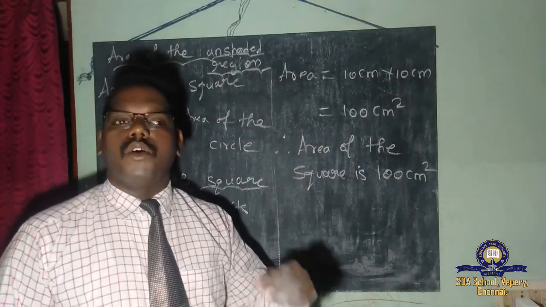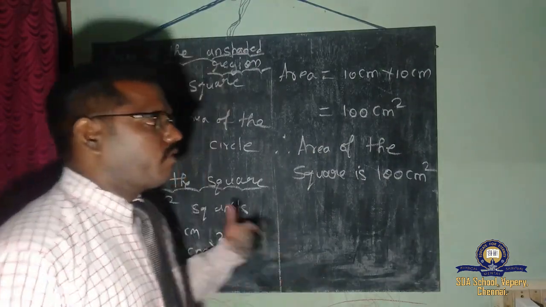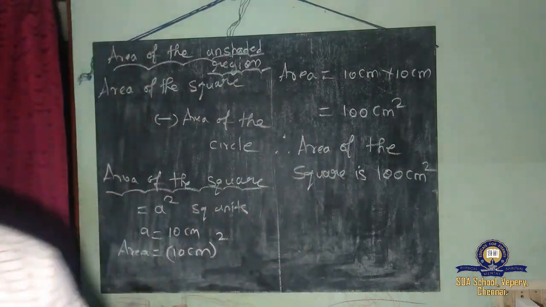I have to find in further what is the area of the circle. Make it fast. I'm going to give only 5 seconds.